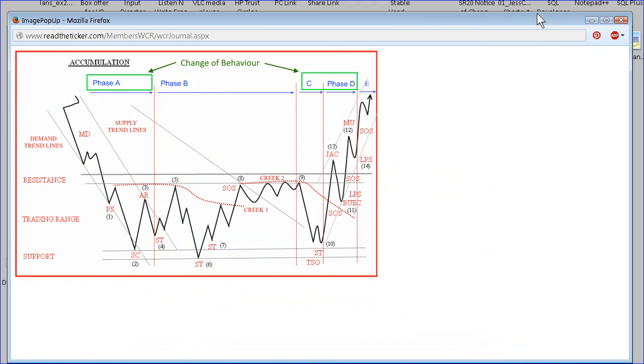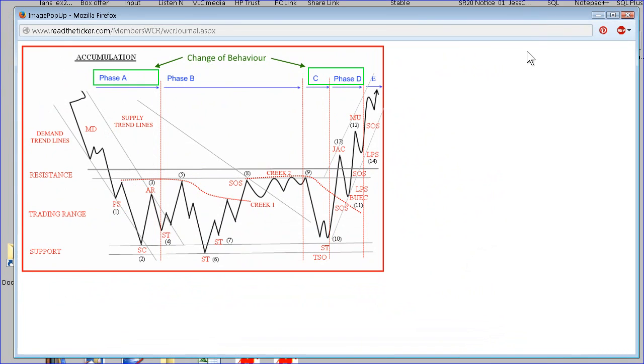This is the Richard Wyckoff accumulation pattern. It could be a triple bottom, a double bottom, a saucer, inverse head and shoulders, what have you. They all have their own characteristics. But let's break it up into at least 5 phases. The first phase is the downtrend, supply lines.